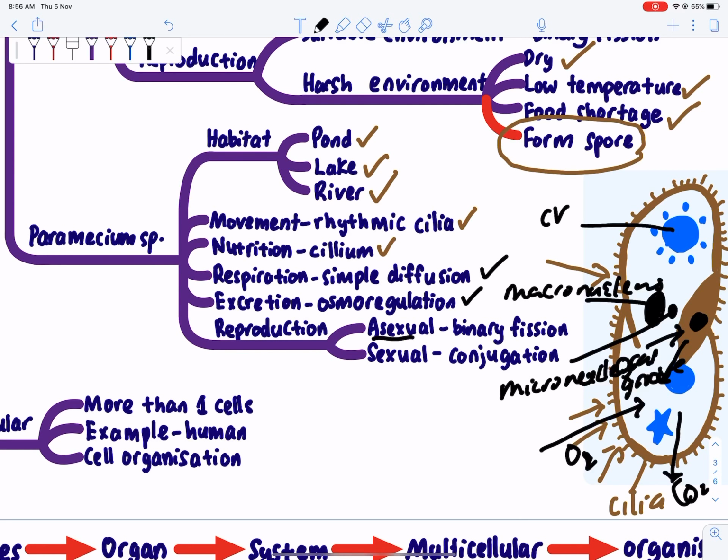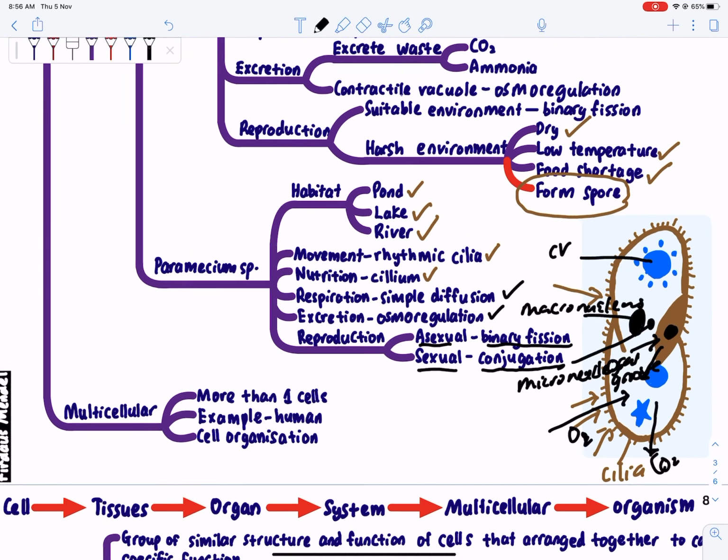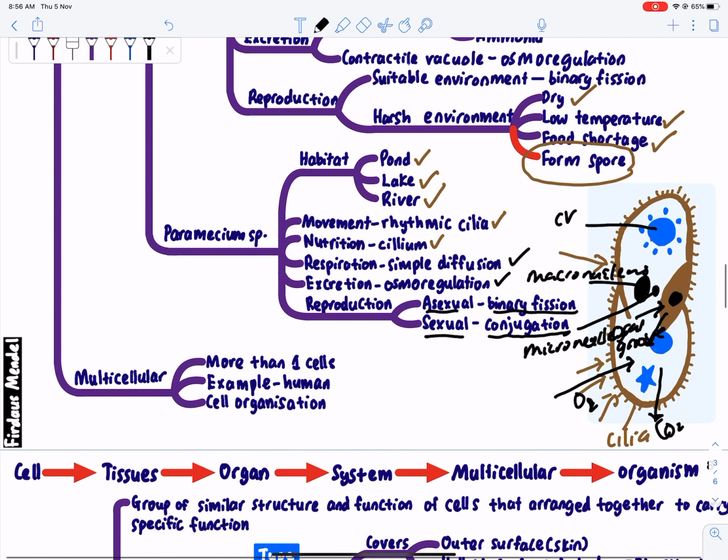Reproduction: we have asexual reproduction by binary fission, similar to amoeba, and they also have sexual reproduction, the mating process between one paramecium and another paramecium. For binary fission, they involve one cell only, one paramecium only. But for the sexual, they involve two paramecium. This process we call conjugation, in order to produce the younger generation, to produce the offspring. That's the explanation for amoeba and paramecium.